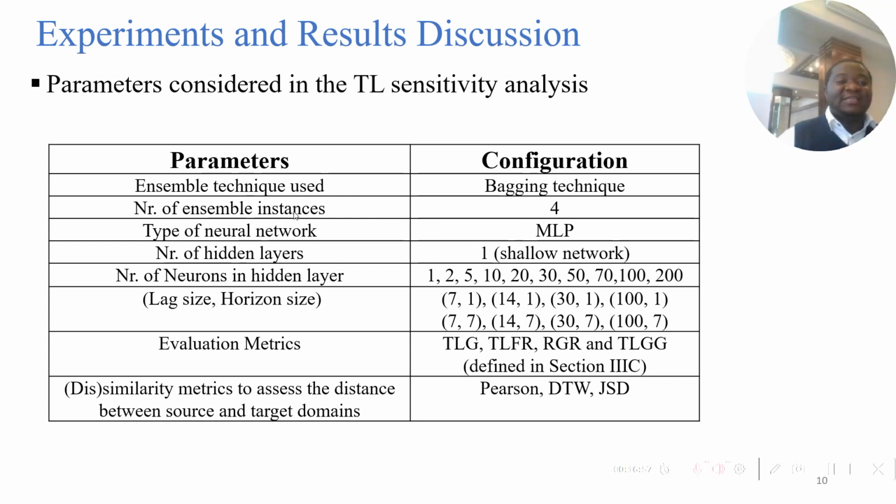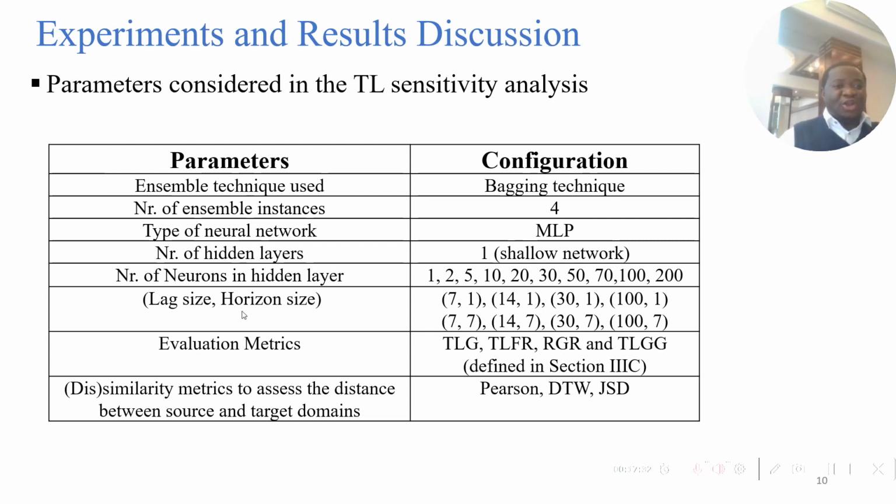The number of ensemble instances, the number of learners in an ensemble, we're using four learners. The type of neural network, we start with a simple one, an MLP, a shallow MLP. It means we are just considering one hidden layer. However, the number of neurons in the hidden layer, we are varying. We consider 1 until 200. These are the values that you can see on this row.